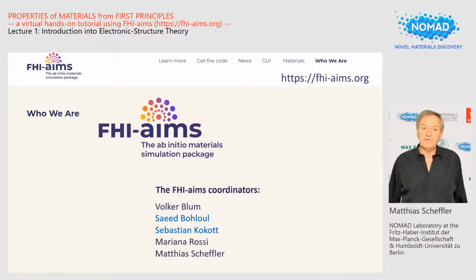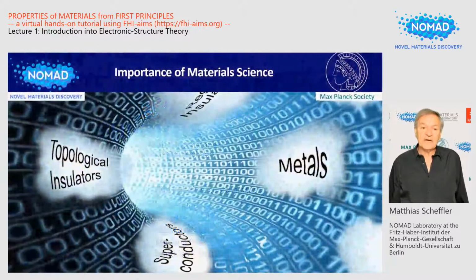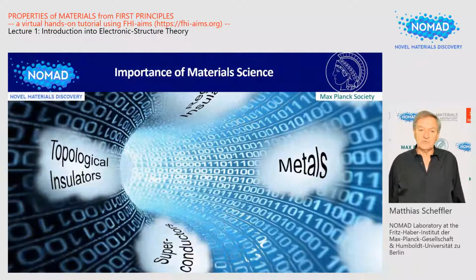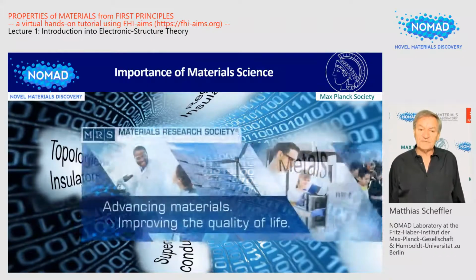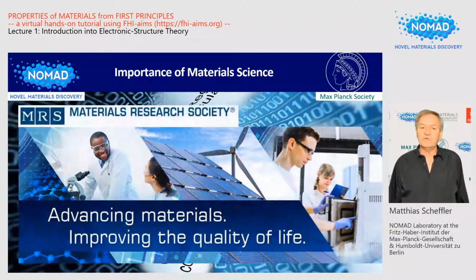As I said before, the code was developed mainly, though not only, for material science. Most of you have a material science background, so there's no need to explain in detail why material science is important. However, as this is the very first lecture, I have one slide here which I took some time ago from the US Materials Research Society. Advancing materials, improving the quality of life. What do I mean with this?